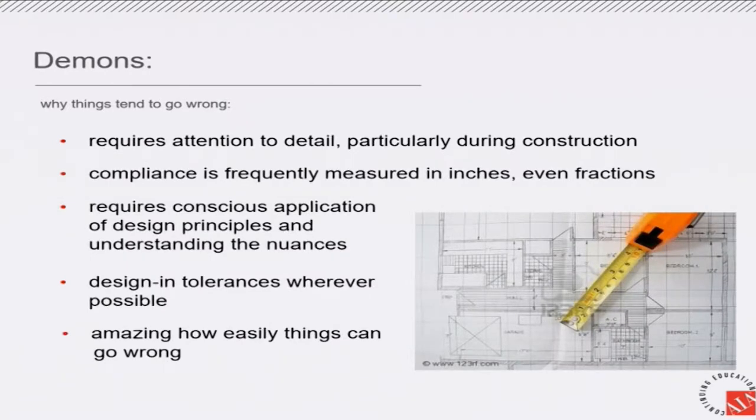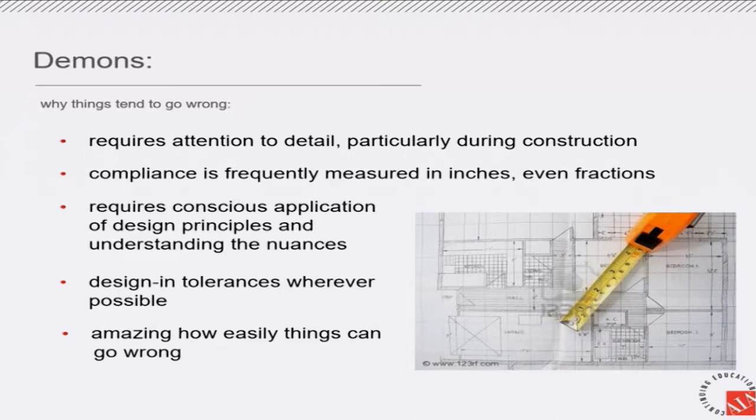So the demons, why things tend to go wrong. First of all, compliance requires attention to detail, particularly during construction. You're talking about fractions of an inch, whether you're in compliance with something or not. Construction, it's not in their DNA to have that level of accuracy. So that's one of the problems. It requires conscious application of design principles when you're laying this out. You can't just go with what looks good. You've got to check sometimes two or three different things to make sure you're not triggering something wrong. And you have to try and design in tolerances whenever possible.